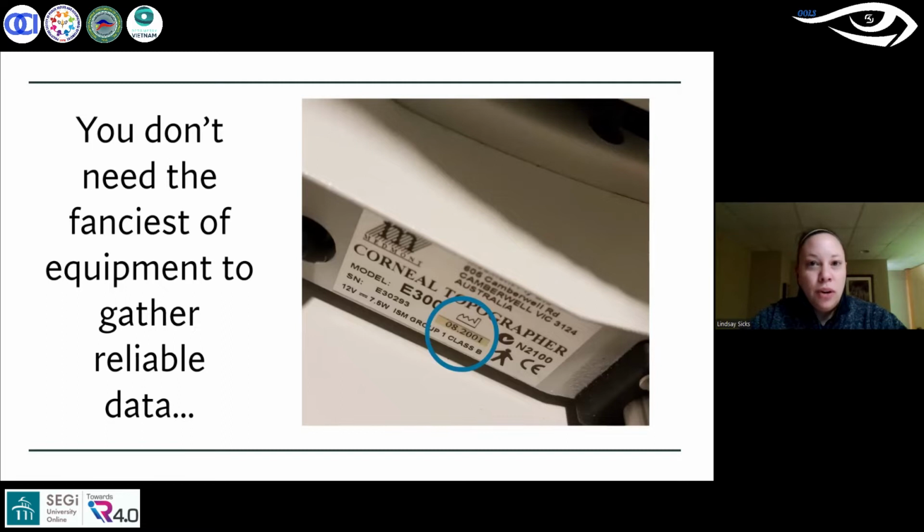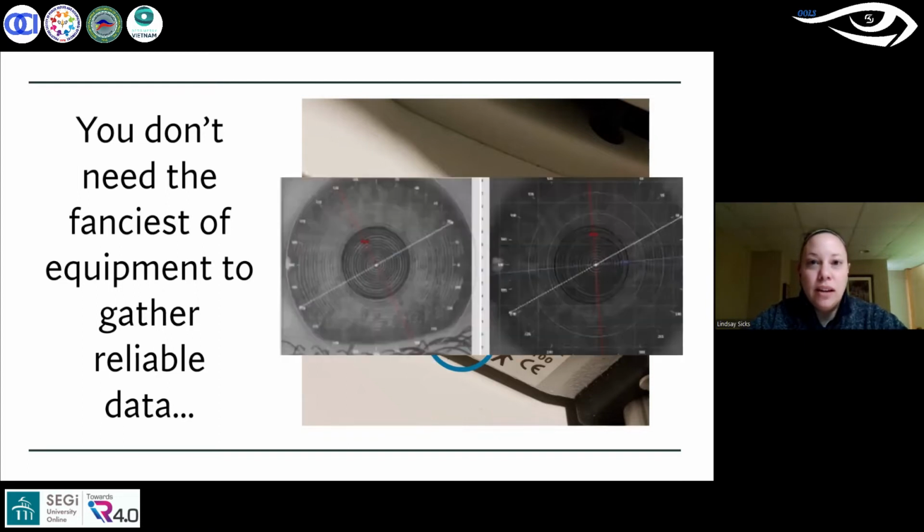So again, you don't have to have the $30,000 topographer, but there are some challenges that come along with a topographer that is over 18 to 20 years old. And so the light board, at least in the model that we have that I've shown here, the Medmont, the light board can start to go bad after 16, 18, 20 years.